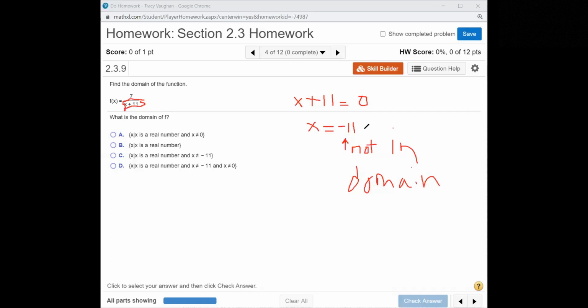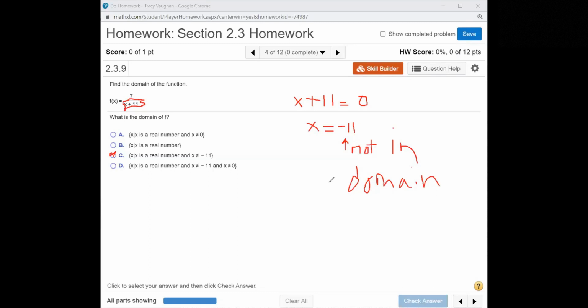Illegal number. It's the only one that makes the denominator 0. It looks like that would be maybe C. Does that make sense? Yeah, that makes sense. Thank you. Okay, was number 5 kind of similar to that? Yeah, it was. Okay. Anything else from 2.2 or 2.3?